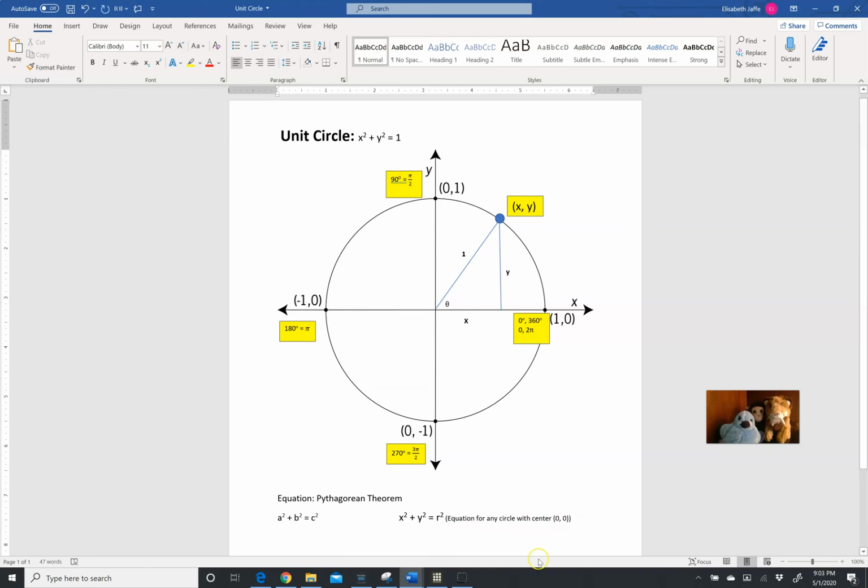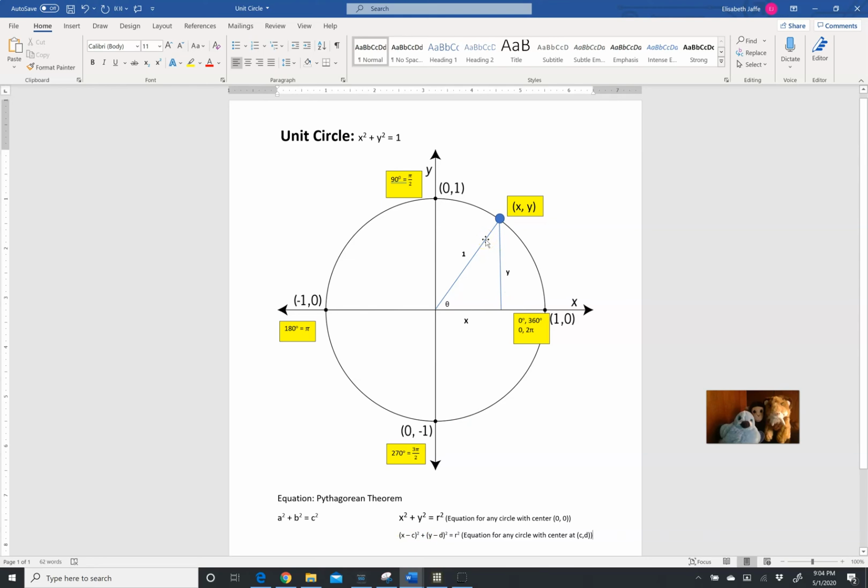Okay. The equation would just be x squared plus y squared is equal to r squared. So instead of having a radius of 1, we have a radius of r. And then if the center is at c comma d, then it would be x minus c squared plus y minus d squared is equal to r squared. Okay, that would be the equation for any circle with a center at c comma d, and that's because this is just a translation, okay?